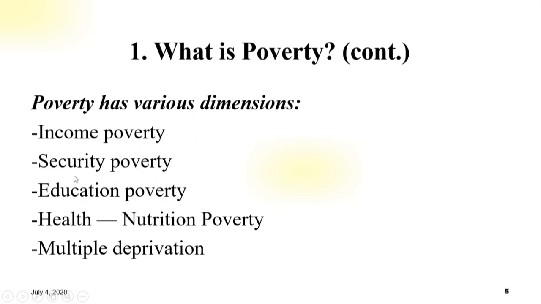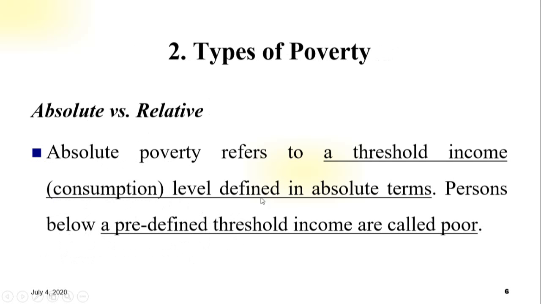Yeah. Poverty, income poverty, sexuality poverty, education poverty, health, nutrition poverty, and the last one, multiple deprivation. Point number 2 of this chapter, we talk about types of poverty. In types of poverty, there are two: absolute poverty and relative poverty.